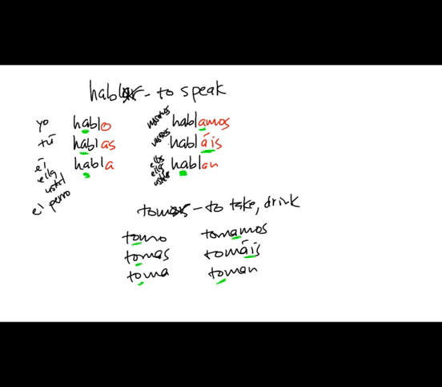Nosotros hablamos, we speak. Vosotros habláis, you, plural, familiar, in Spain, speak. You all speak. Ellos hablan, they speak. Ellas hablan, they speak, all women. Ustedes hablan, you, plural, speak. That would either be the formal you, plural, in Spain, or it would be formal and informal, plural, you form in Latin America. Let's try a couple more of these.